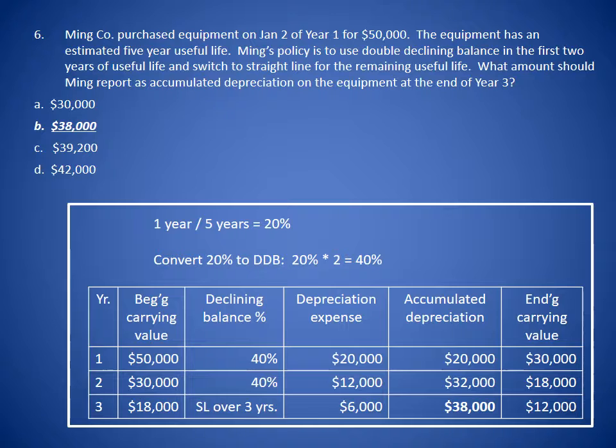Okay, let's take a look at the answer to number 6. And again, the question is, what amount should Ming report as accumulated depreciation on the equipment at the end of year 3? And in this case, the answer is B, $38,000. So let's go ahead and do the computation.